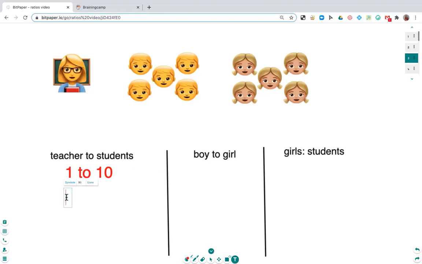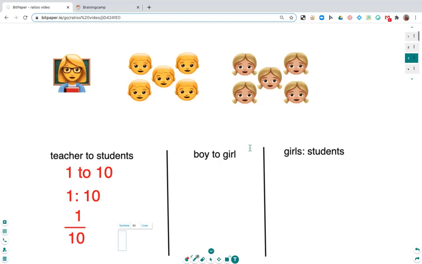We could also write it using a colon or writing it as a fraction. The 1 would need to go in the numerator because that's the first part of the ratio, and the denominator is the second part of the ratio, 1 to 10.